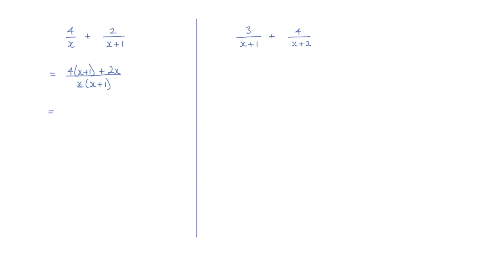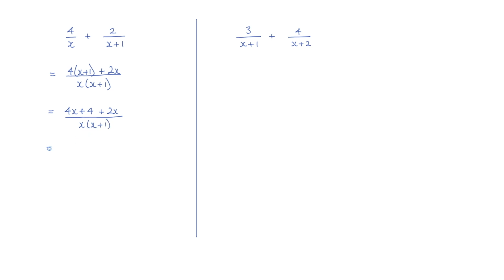The next step is to expand brackets in the numerator. We don't actually have to expand brackets in the denominator. So we're going to do 4 multiplied by the x. That's 4x. And then we've got 4 multiplied by the 1. So plus 4. And then we're adding on this 2x here. And that is all over x multiplied by x plus 1.